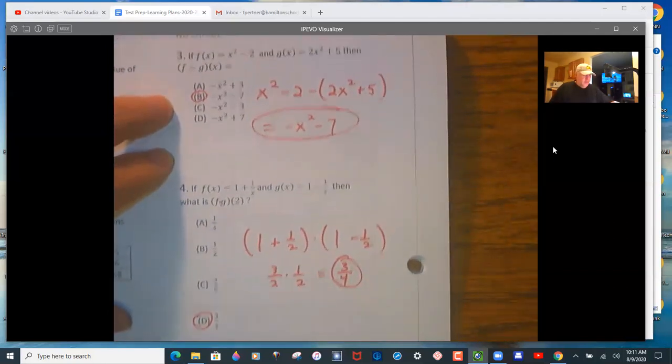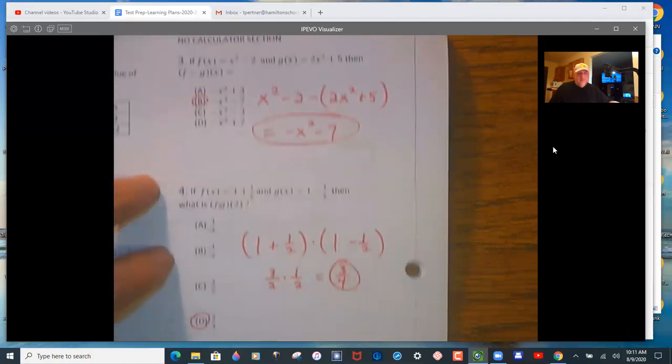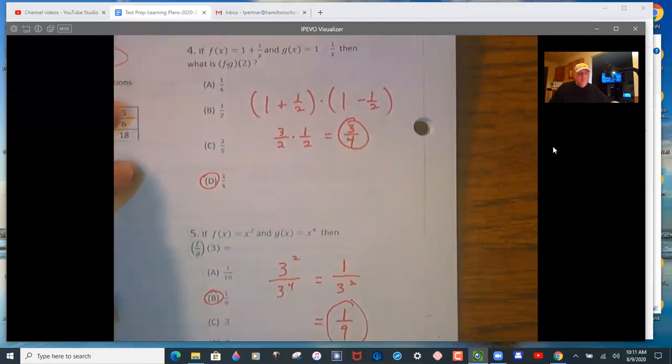These questions here are all operations on functions. So f minus g of x is just telling you to subtract the two functions. Run the negative through the parentheses though. F times g of x, that's not composed. Don't get that confused. That's not the f circle g. They want you to just multiply those two together when x equals 2. So it's 3/2 times 1/2. No calculator now. And that's 3/4.